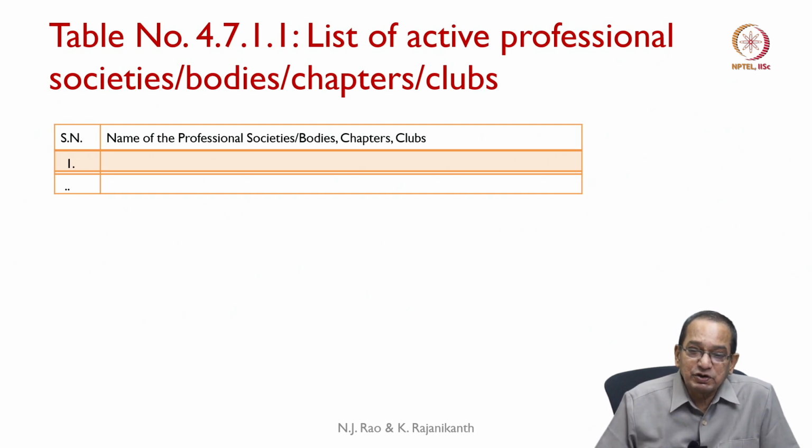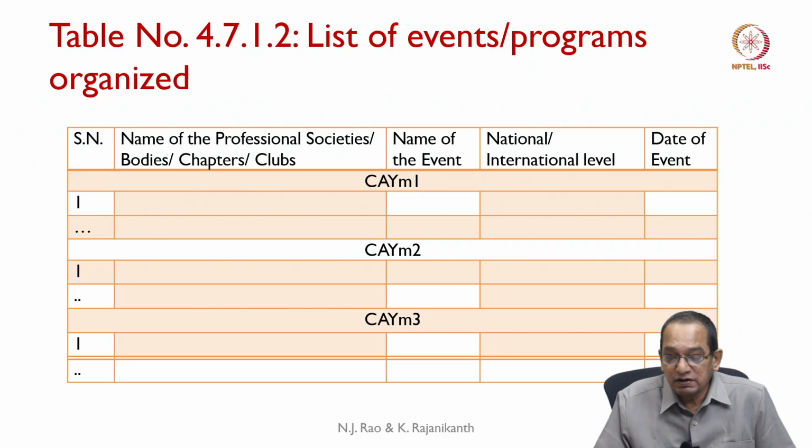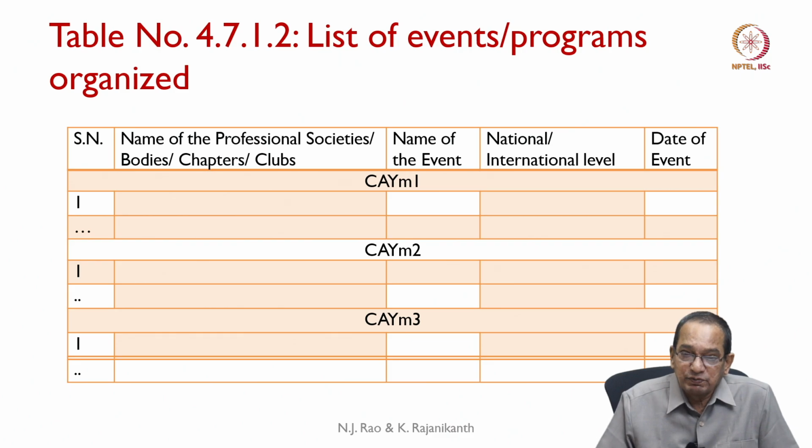So there are several bodies available, and we must encourage the students to set up such bodies and become members. So we provide the list of these professional societies or bodies or chapters, and then what are the events organized, whether at the national level or international level. The event could be a workshop or a conference, or a training session, whatever it be. But it must be again backed up by documentary evidence.